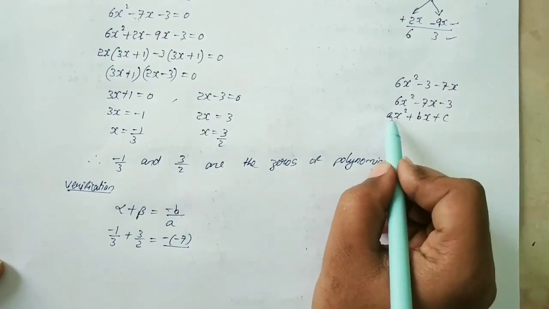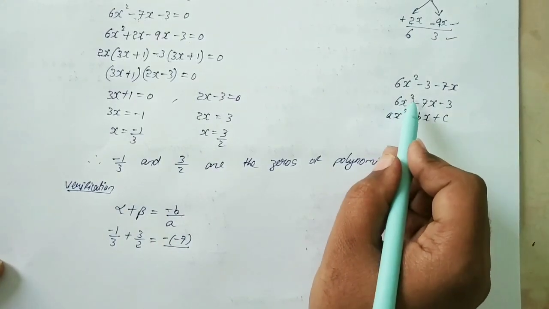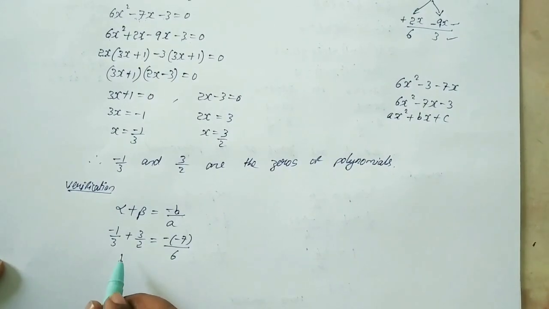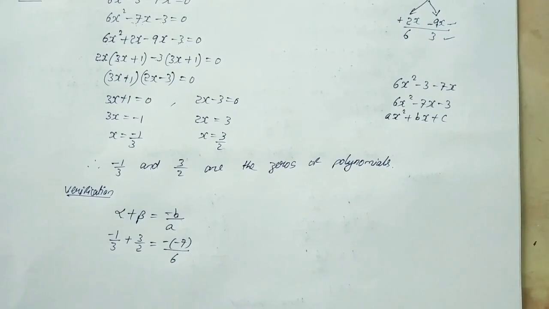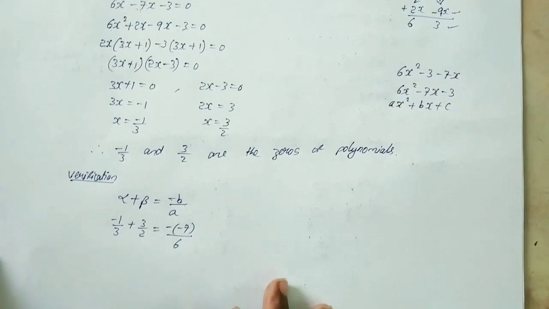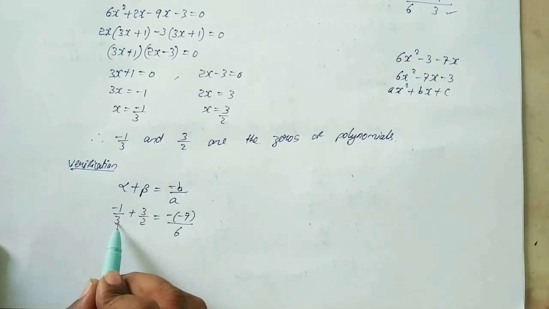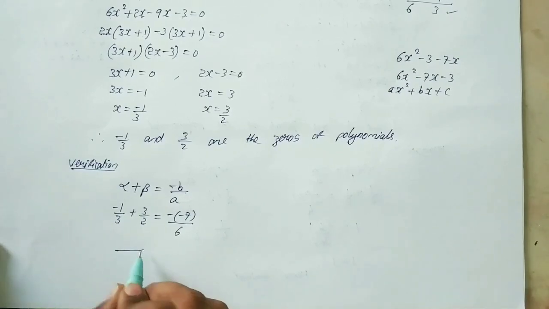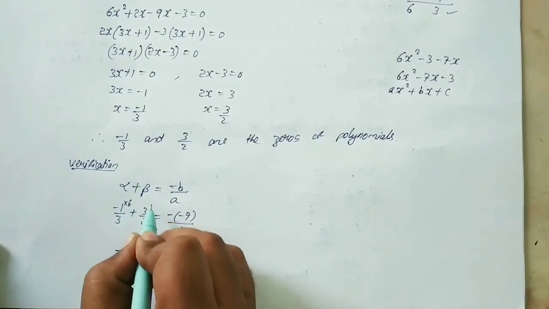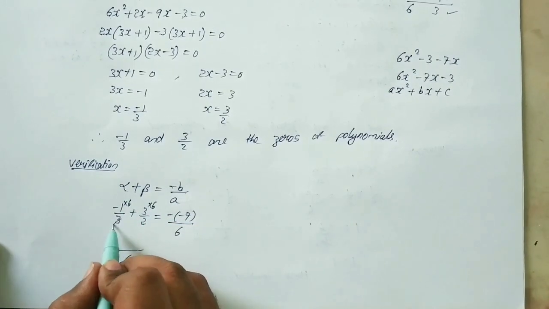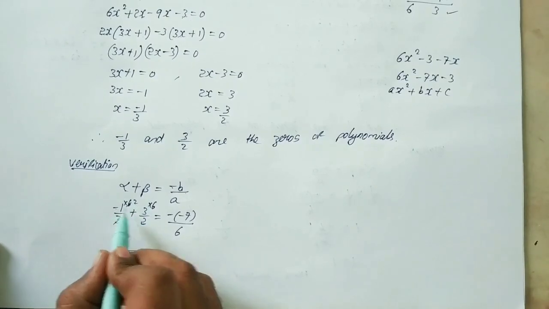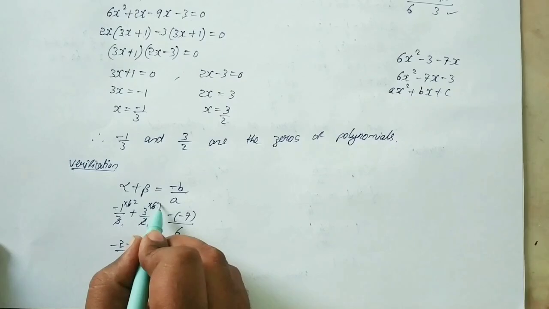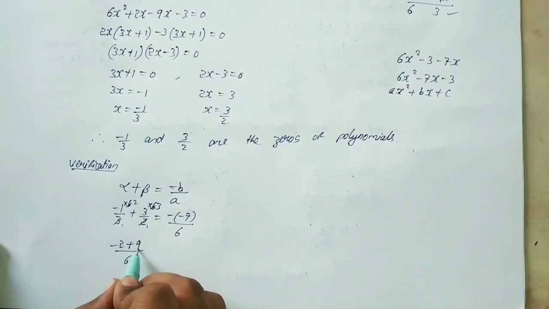So a, what is a here? It is the coefficient of x square. So what is the coefficient of x square here? 6. So we have to simplify this one. We have to take the LCM. What is the LCM for 2 and 3? 6, right? So 6. So here into 6, into 6. 3 ones are 3, 2 threes are 6. So minus 1 into 2 minus 2 plus 2 ones are 2, 3 threes are 9. So 3 into 3 is 9.